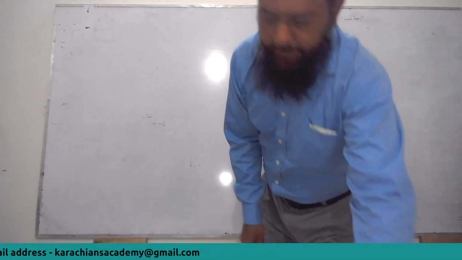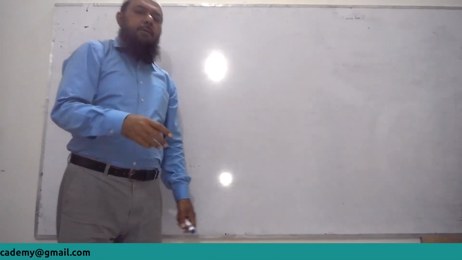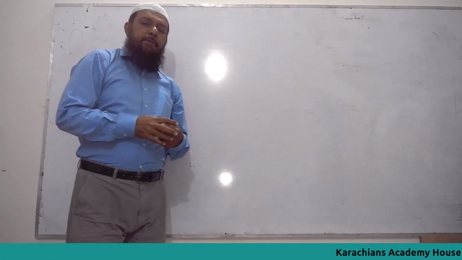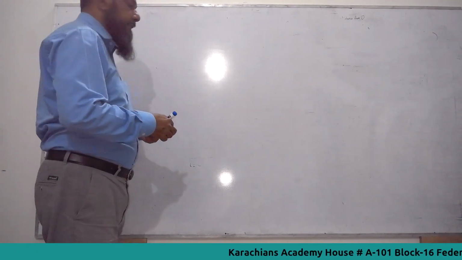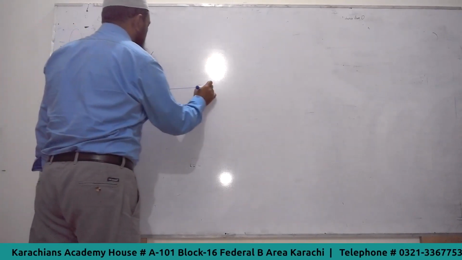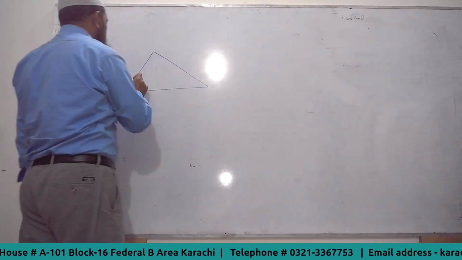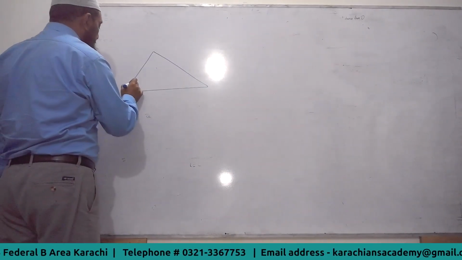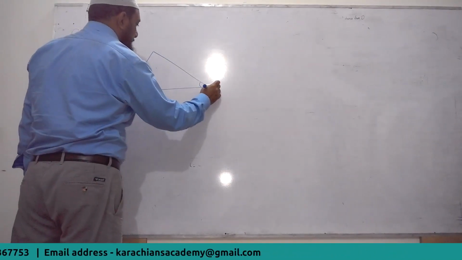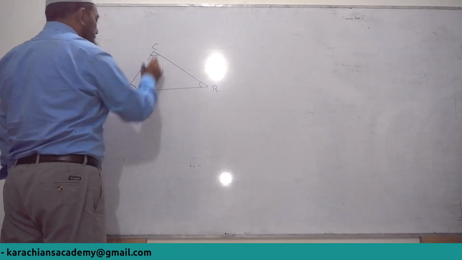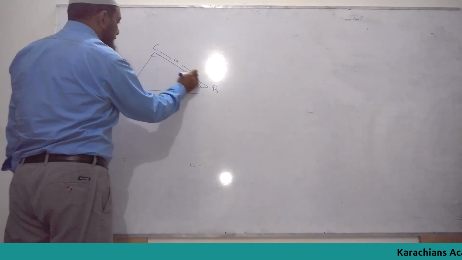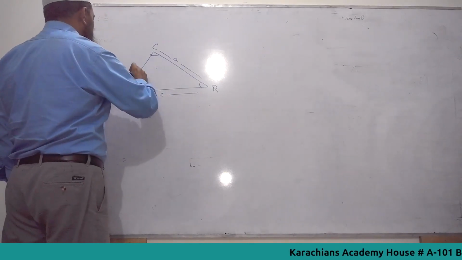In mathematics, we discuss two types of trigonometry: simple trigonometry and further trigonometry. In further trigonometry, we discuss two types of formulas. If you have any triangle like this, in which we have three sides and three angles, let's suppose this is angle A, this one is angle B, and this one is angle C. The opposite side of C is small c, the opposite side of A is small a, and the opposite side of angle B is small b.